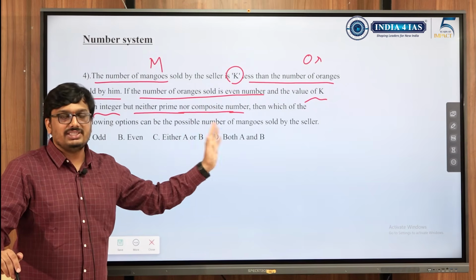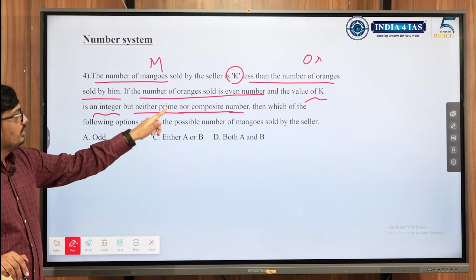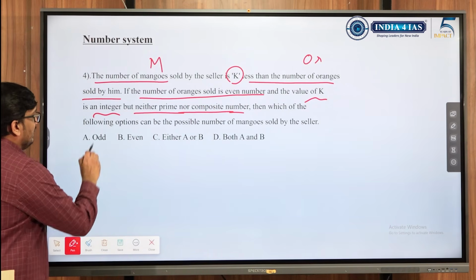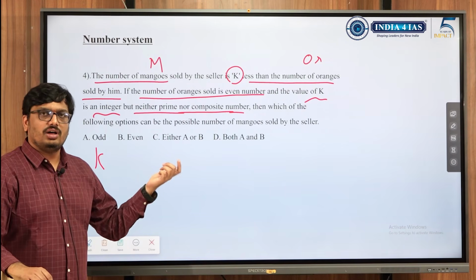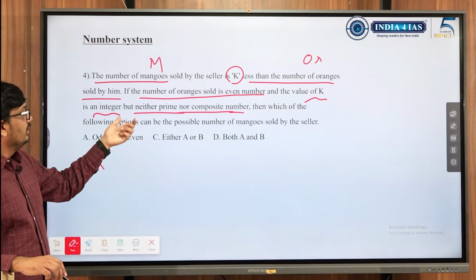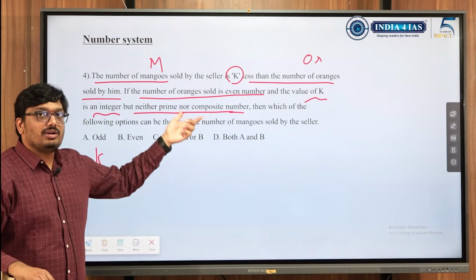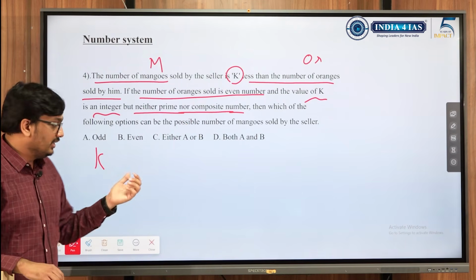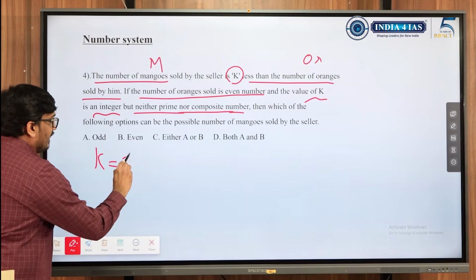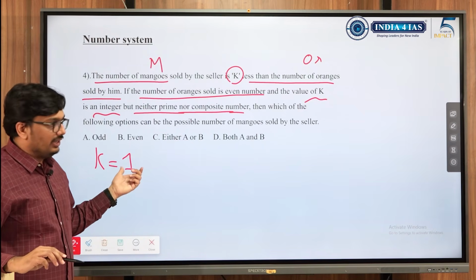These basics we will teach in the class. So the value of K is an integer. An integer may be negative, 0 or positive, anything, but it should be neither prime nor composite. We know one is neither prime nor composite. Therefore, the value of K is fixed, that is 1.